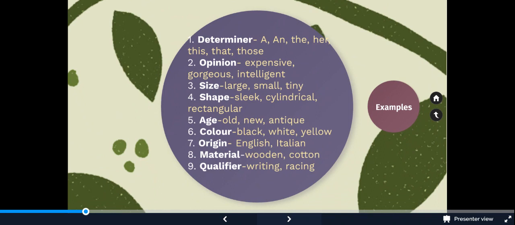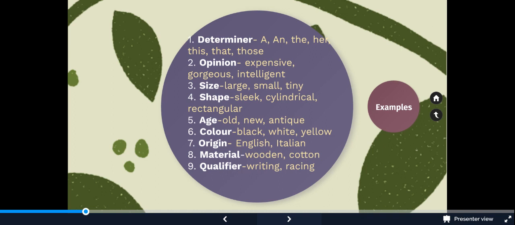So if we have a lot of adjectives in a particular sentence, then we should follow a certain order of adjectives. This is the order that we have to follow. First we place determiner, after that opinion, then size, shape, age, color, origin, material, and finally qualifier. So what are determiners?